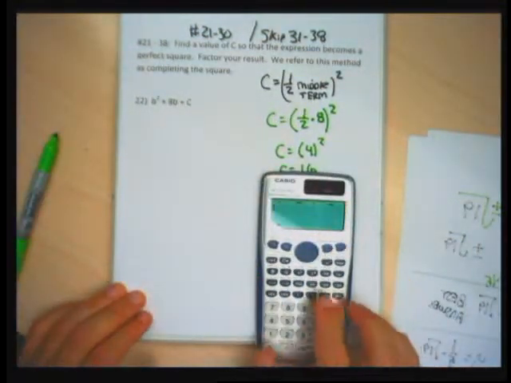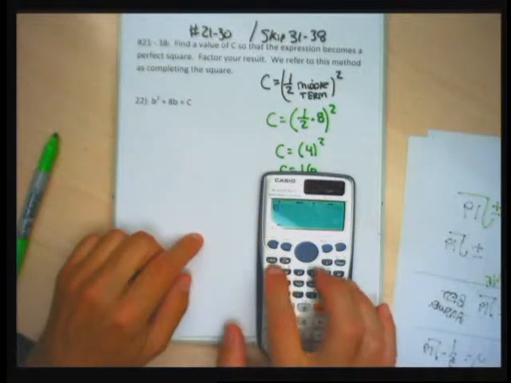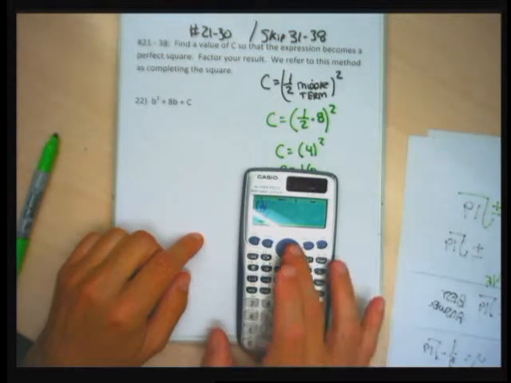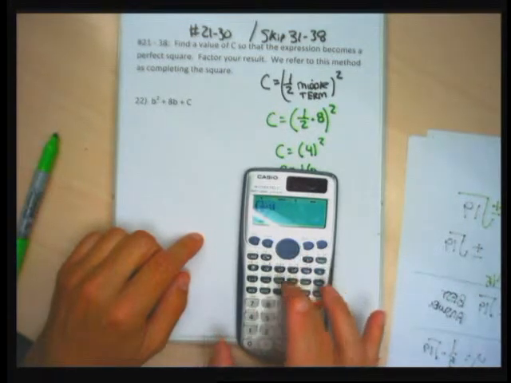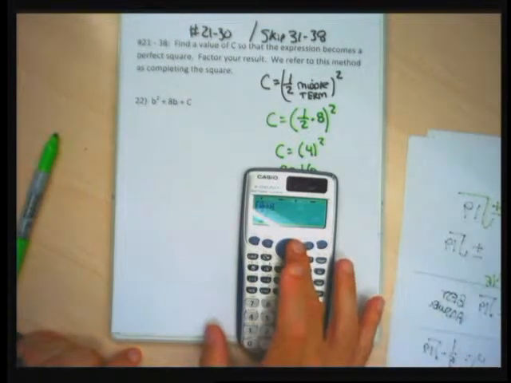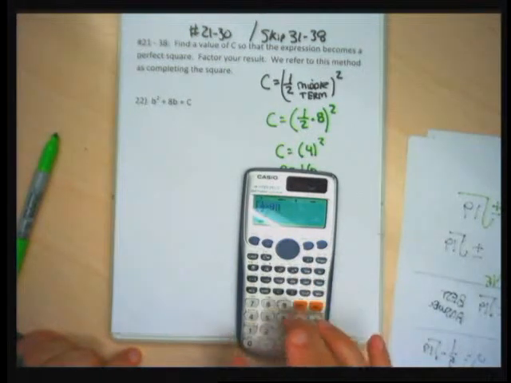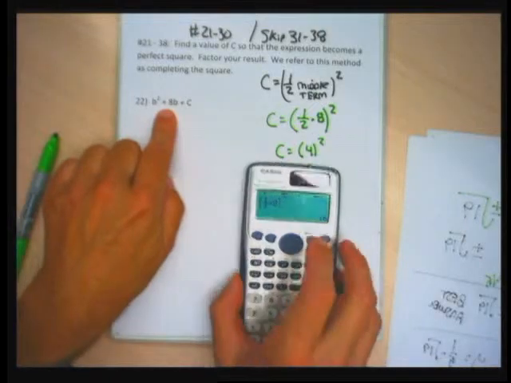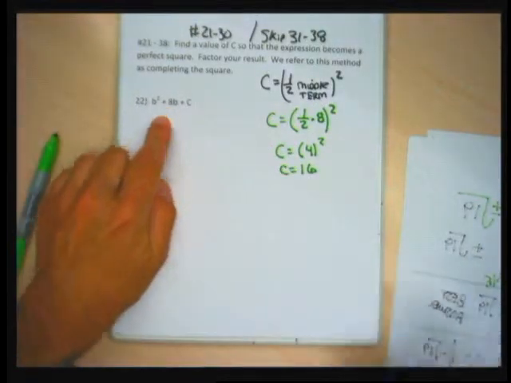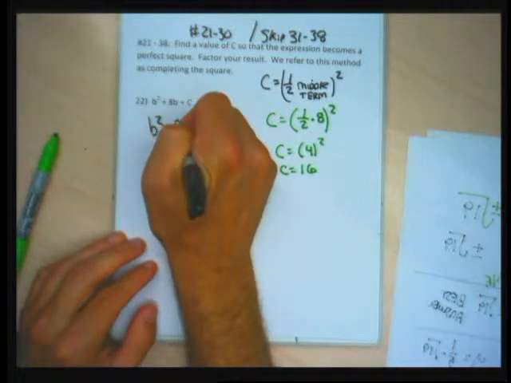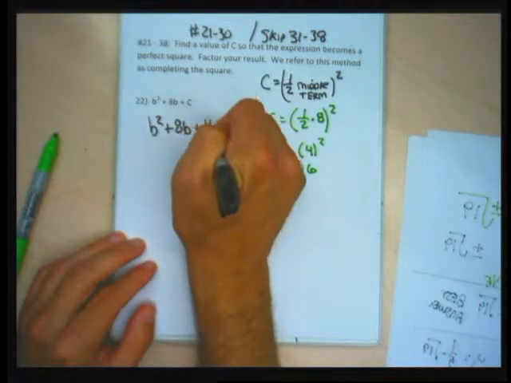On my calculator, to do what c is, I'm going to go fraction, parentheses, fraction 1 over 2 times 8, close my parentheses, and x squared, and I get the same 16. So I take the number in front of the first power term, find half of that number, and then square that result, and I'm going to change the c to that number.